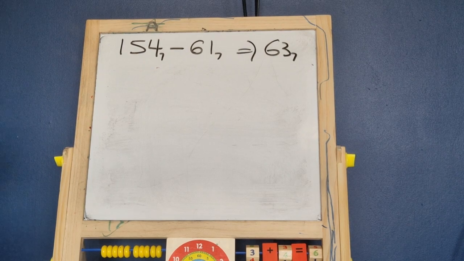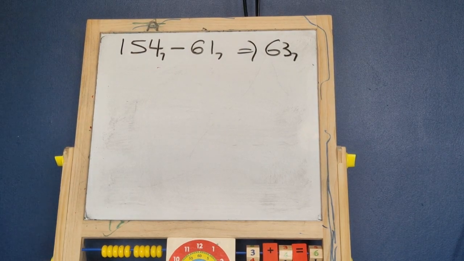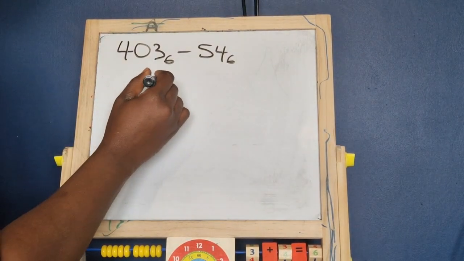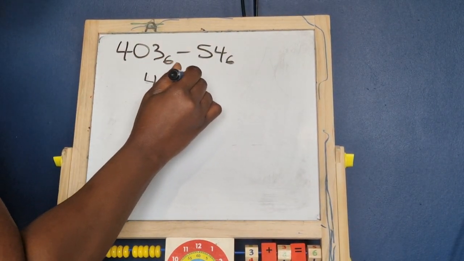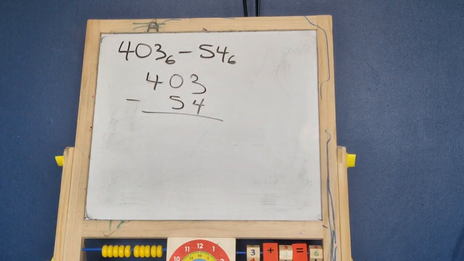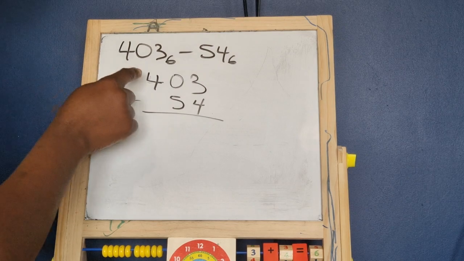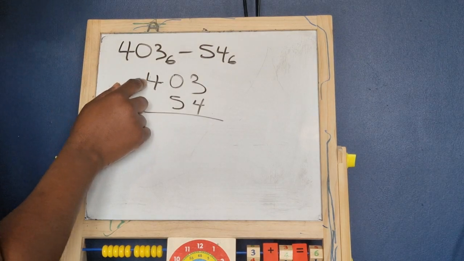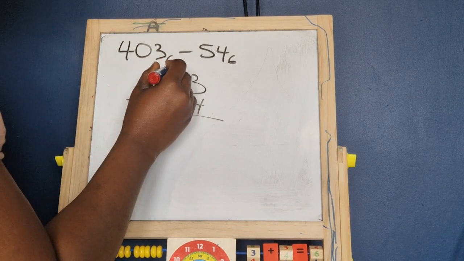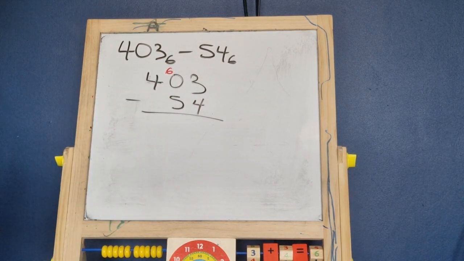Now let's solve one more question. Let me use that first way to explain one more question. So we'll have 403 minus 54. We are working in base 6. So if you borrow 1 from here now, and the 1 comes here, the 1 will become 6, because we are working in base 6.